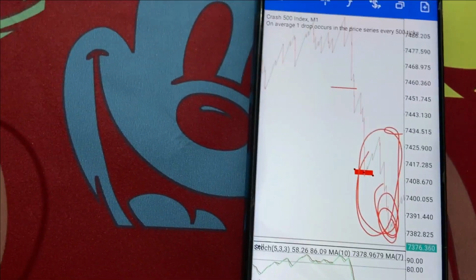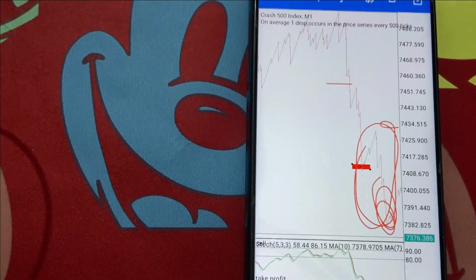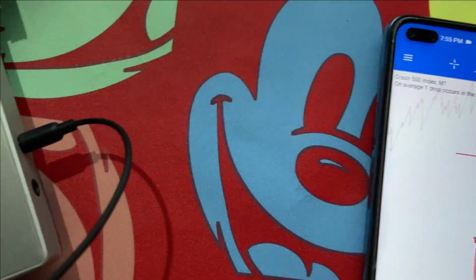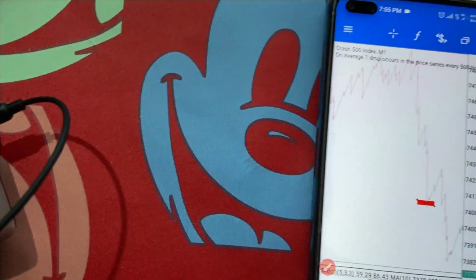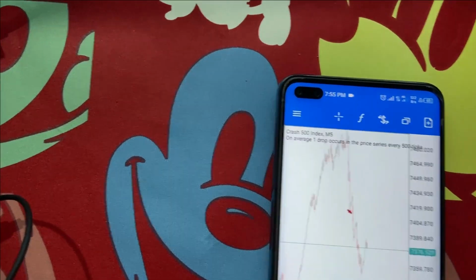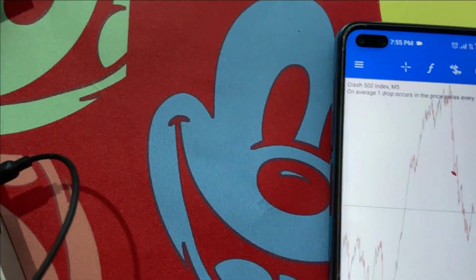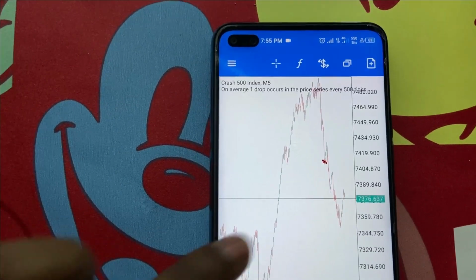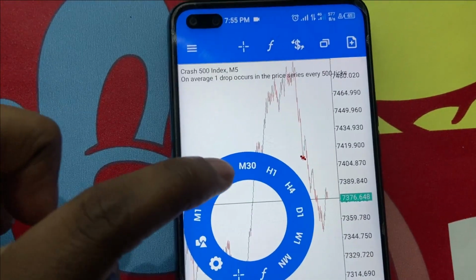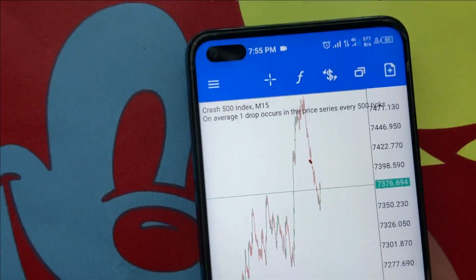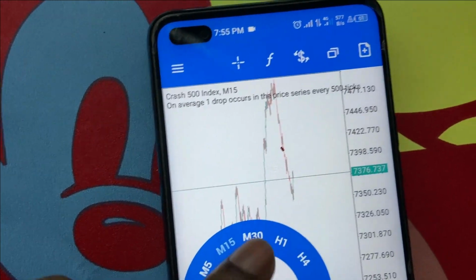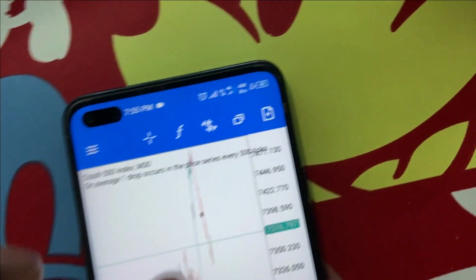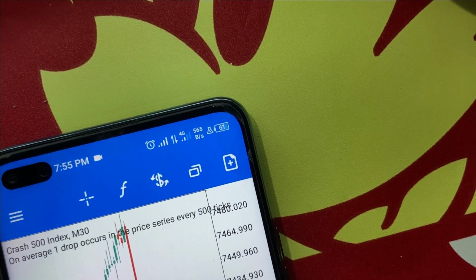But there's a way you can make it work better. All you have to do is, of course, go to a higher time frame. The higher the time frame, the better. So let's go to a bigger time frame, M15. Okay, so this is a time frame of M15. Then the 30-minute time frame, so that's a 30-minute time frame. Let me just try to zoom in.